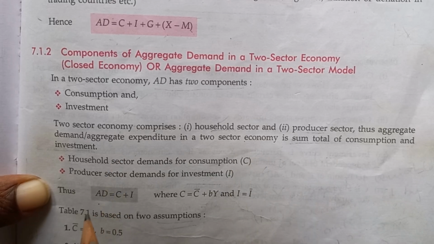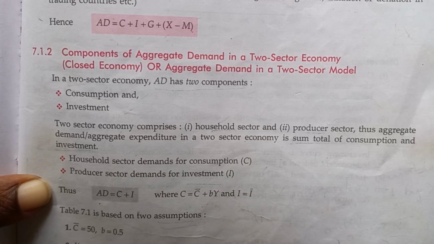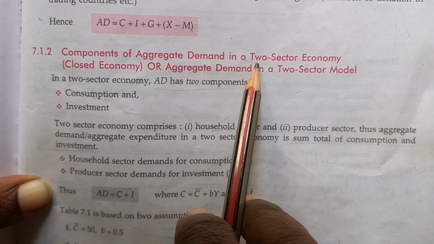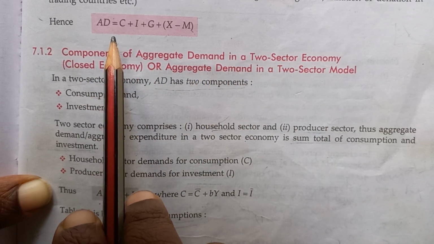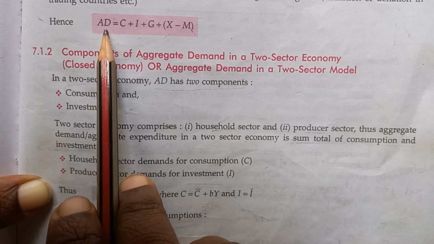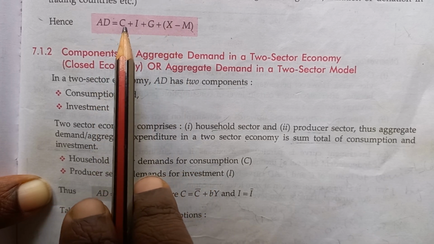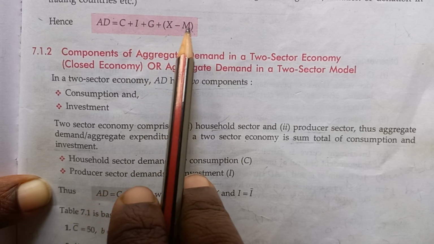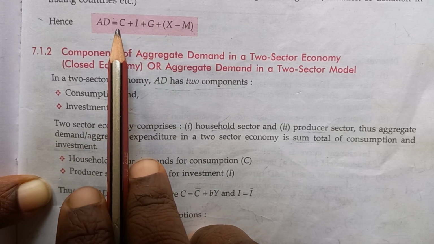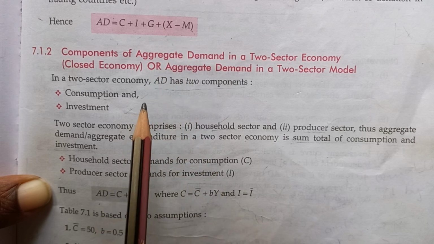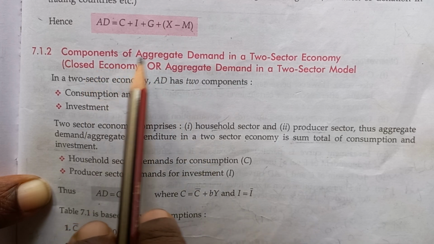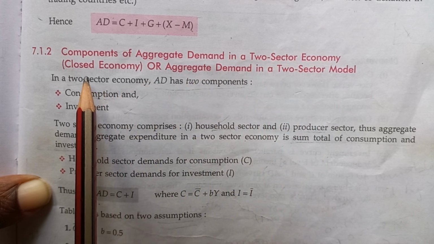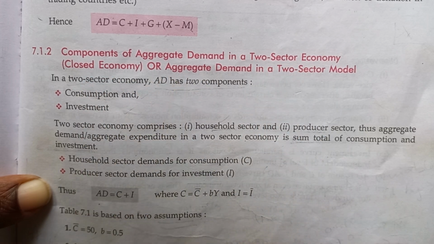From chapter 7, aggregate demand, aggregate supply and related concepts: components of aggregate demand in a two-sector economy. Already in the last video we have seen aggregate demand under a four-sector economy: consumption function, investment expenditure, government expenditure and net export. Like that, under the four-sector economy we have seen; now these are the components of aggregate demand in a two-sector economy. A two-sector economy is also called a closed economy.